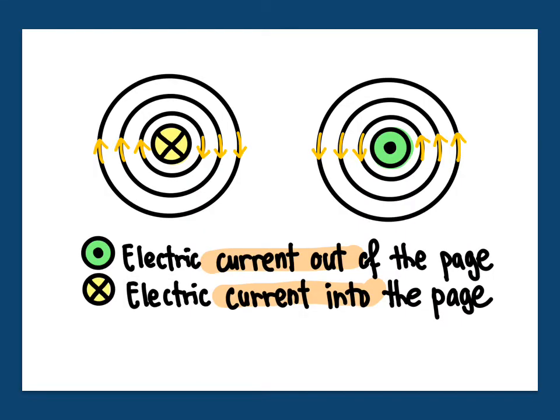Okay, so here we have two symbols that you have to remember. The first one, the circle with a dot inside it, means that the electric current is out of the page, which means you point your thumb out of the page and your other fingers point in the anti-clockwise rotation. The other symbol is the circle with the cross inside it. It means that the electric current is into the page, so you point your thumb into the page and the other fingers show the direction of clockwise rotation.